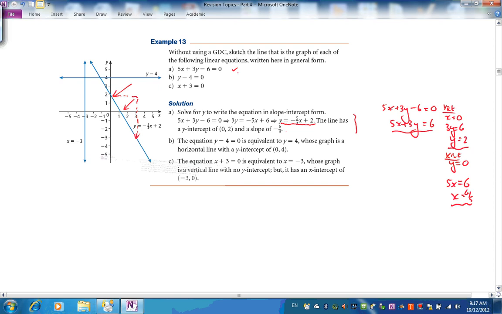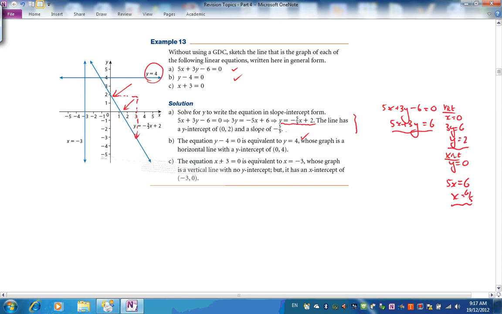The next one, y take 4 equals 0, well, you can rearrange that to y equals 4, so that's going to be this horizontal line up here. Find where y is 4 on the y-axis, and then the line always has y is 4. So it's got to be a horizontal line, and just have that equation, y equals 4.